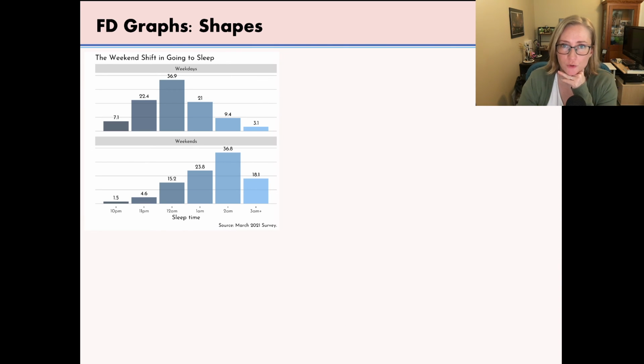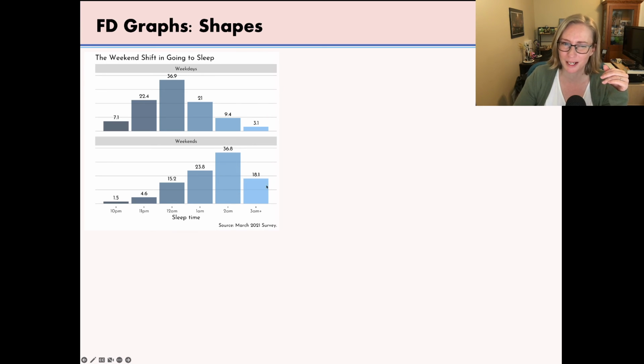Yeah, so some illustrations of shapes. This one's funny. I love doing graphs like this, where down here's your x-axis, sleep time. So 10 o'clock, 11 o'clock, 12, 1, 2, 3. When people go to sleep, during the weekday or during the weekend. So during the weekday, the biggest hump is 12 a.m., somewhere between 11 and 1, with the majority, the average, seeming to be centered around here, right? But then on the weekends, it shifts to the biggest hump here being 2 a.m.